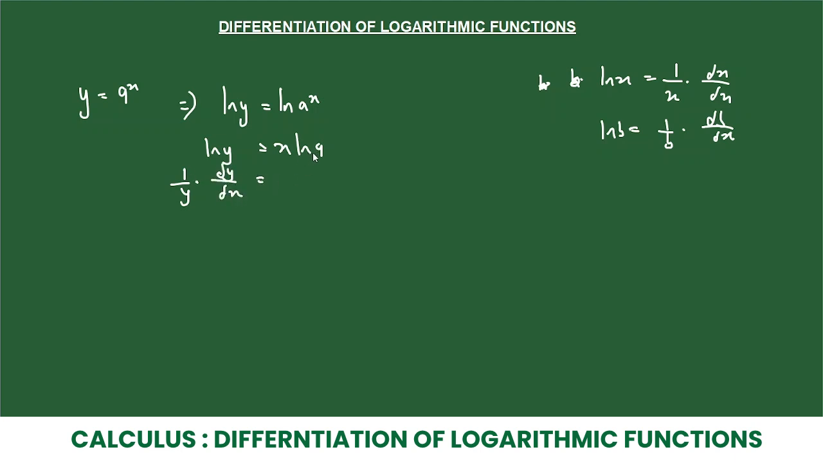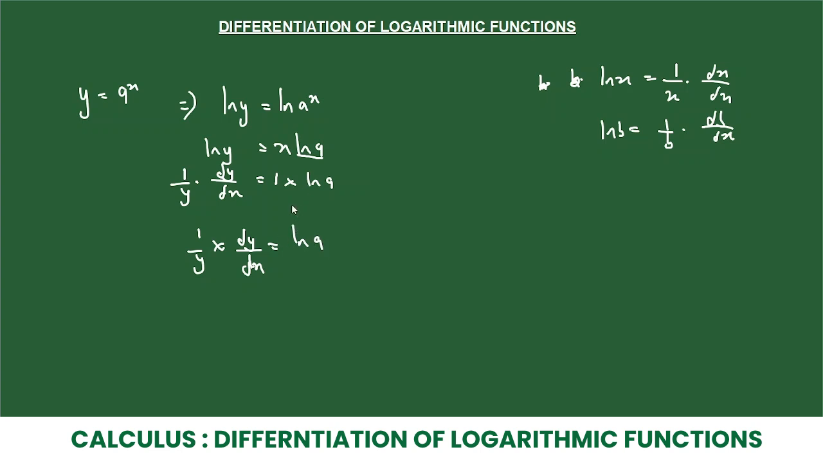And here a is a constant, so ln a is still the same as ln a. You are just going to differentiate x, and differentiating x gives 1. So 1 times ln a. This is going to give us 1 over y times dy over dx equal to the natural log of a.